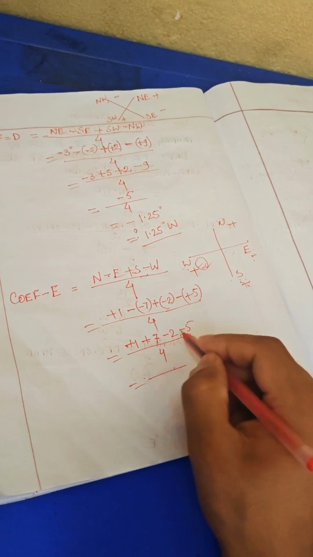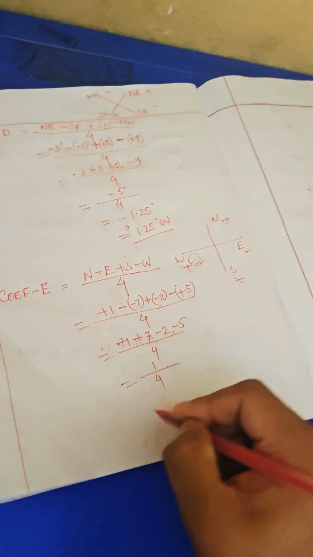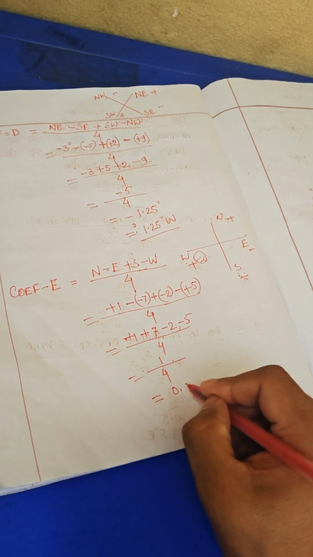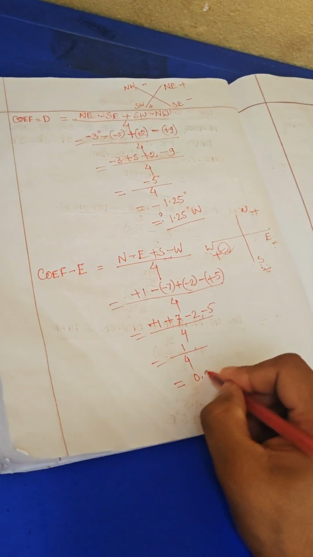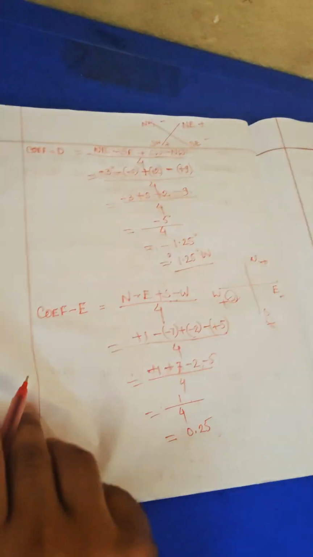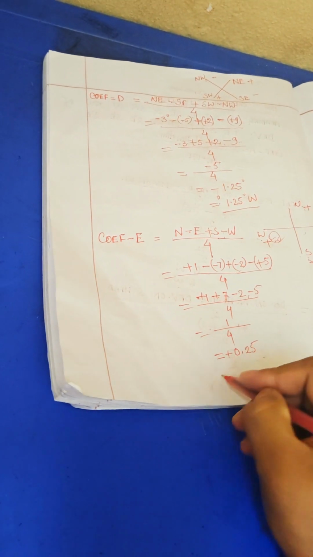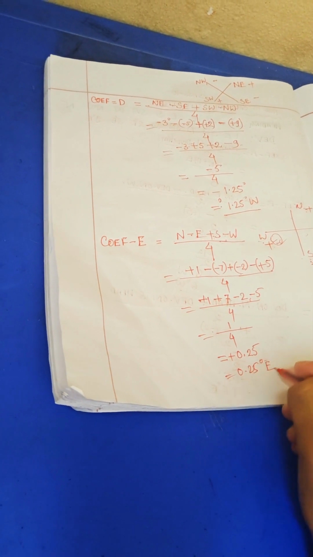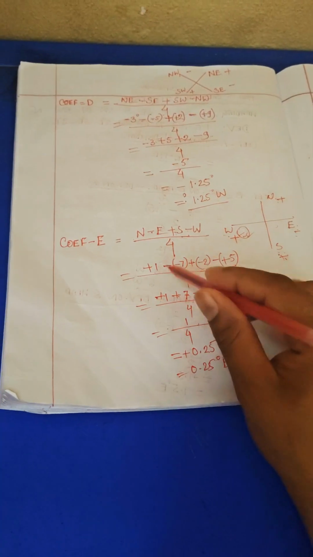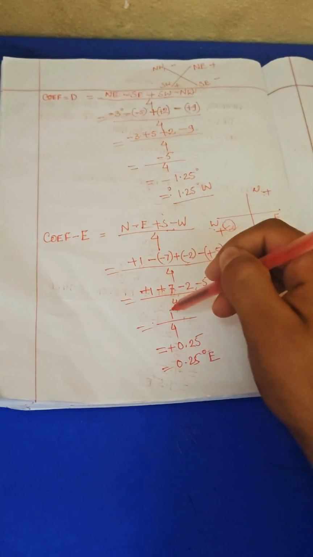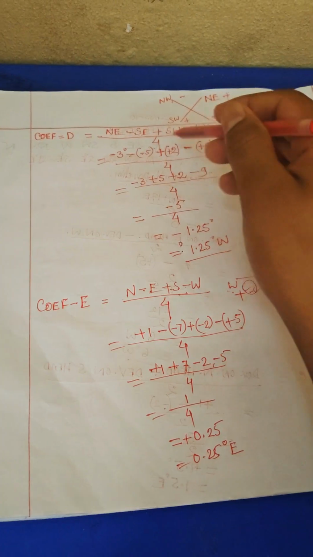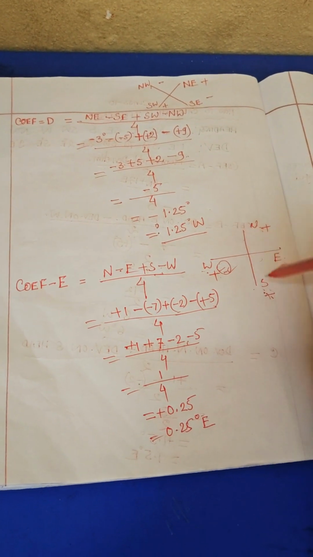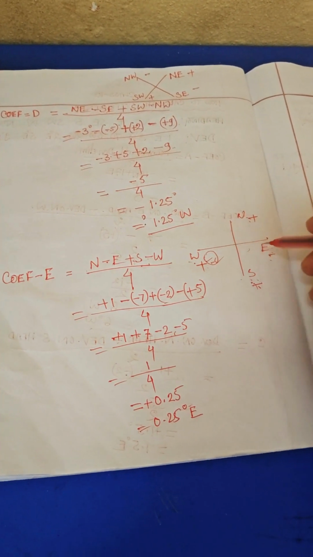8 minus 7. So 1 by 4, 1 by 4 is equal to how much? 0.25, correct? 0.25, keep positive. Positive means what? 0.25 degree easterly deviation. So guys, I think you understand how I find this E coefficient from this formula. You have to remember this formula, and the grouping, we group together that way, you have to remember.